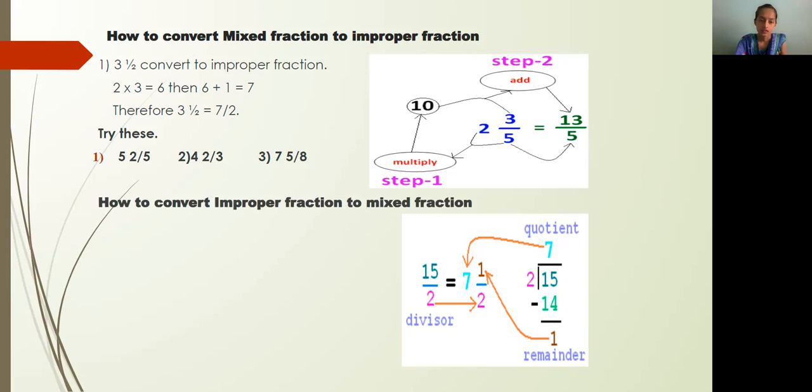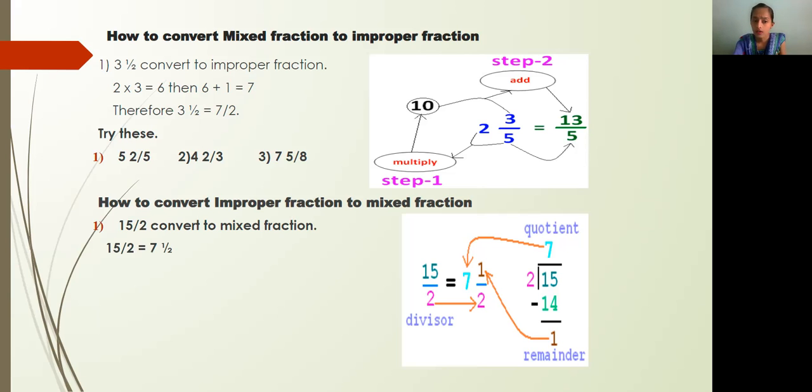Okay. Next, how to convert improper fractions to mixed fractions. First we converted mixed fractions to improper fractions. Next we move towards improper fractions to mixed fractions. First example, 15 by 2. Convert 15 by 2 to a mixed fraction. 15 by 2 is the improper fraction. We have to convert this to a mixed fraction.